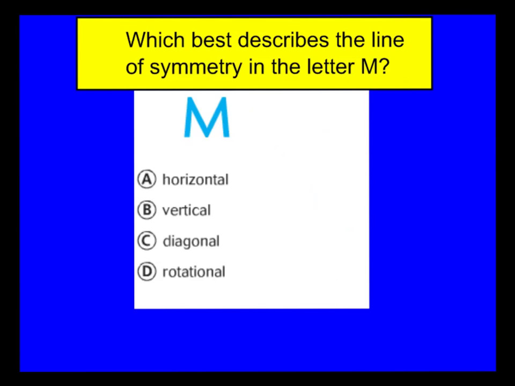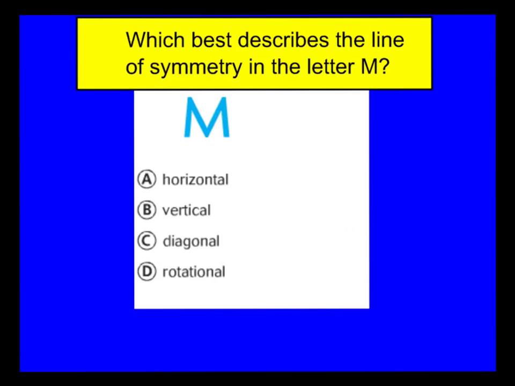Okay, now I would like for you to answer this question. Which best describes the line of symmetry in the letter M? A, horizontal line of symmetry, B, vertical line of symmetry, C, diagonal line of symmetry, or D, rotational symmetry. Now we haven't discussed rotational symmetry yet, but that'll be coming in the following weeks. Now pause the video and answer this question.